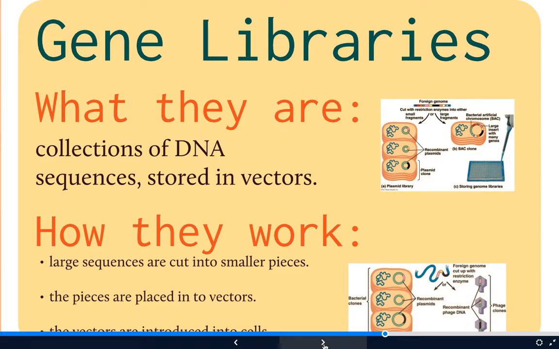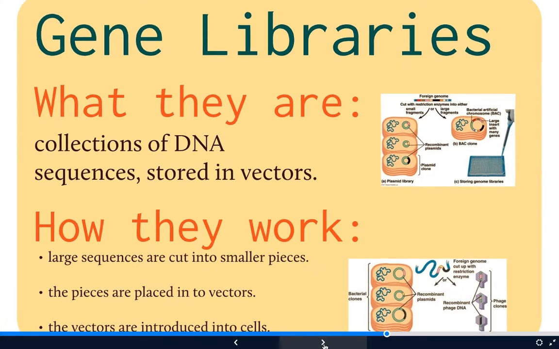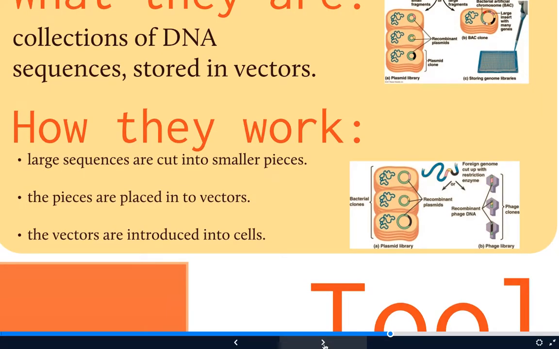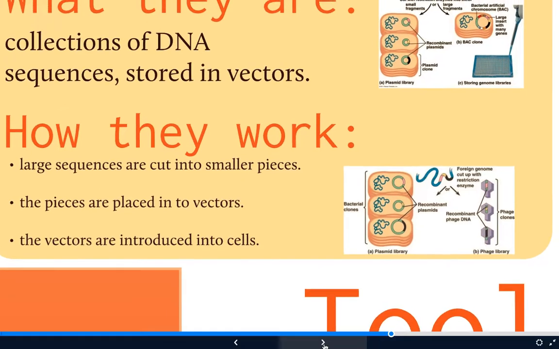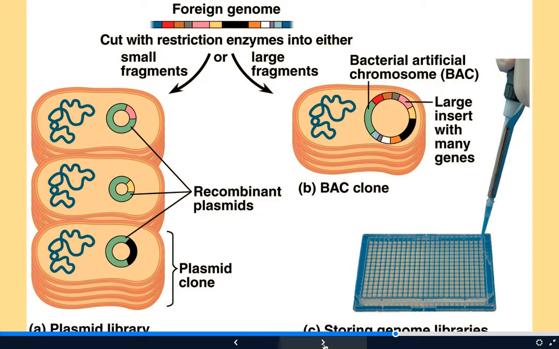All right, so a few other things. Gene libraries are collections of DNA sequences stored in vectors. We can take large DNA sequences, store them in plasmids or in bacterial artificial chromosomes, and it gives us a library where we can keep DNA, freeze it, and then use it as we see fit for biotech later on. So that would represent a genomic bacterial artificial chromosome gene library, right? And they're all recombinant plasmids.